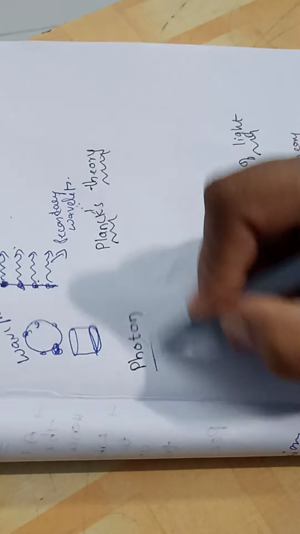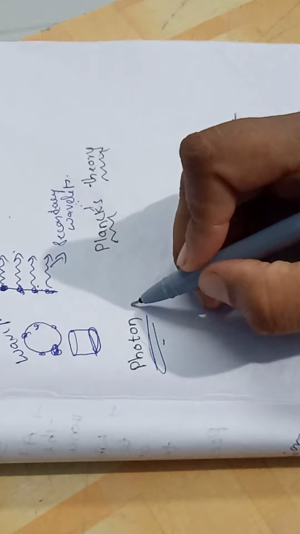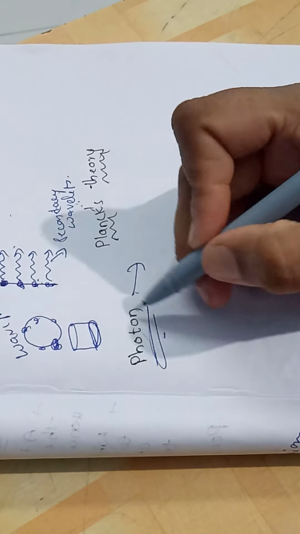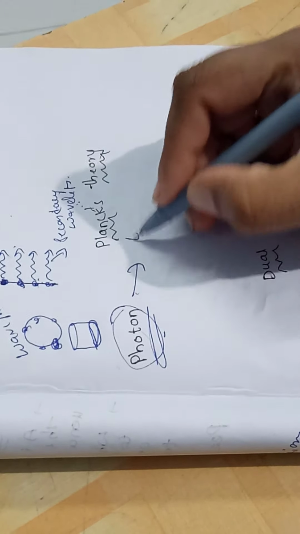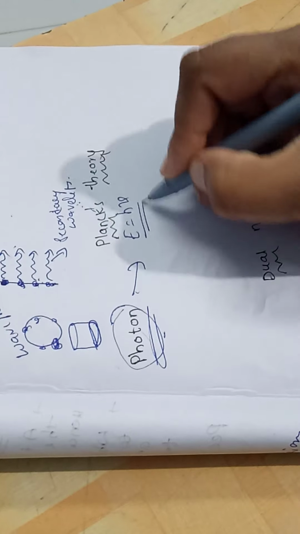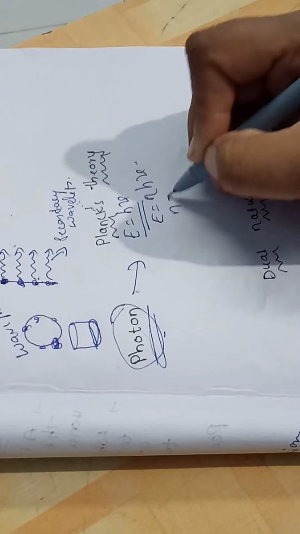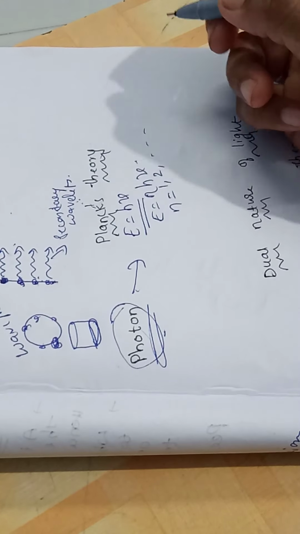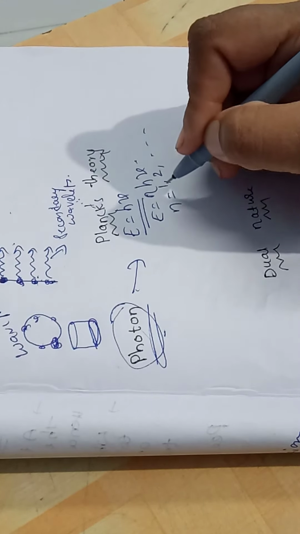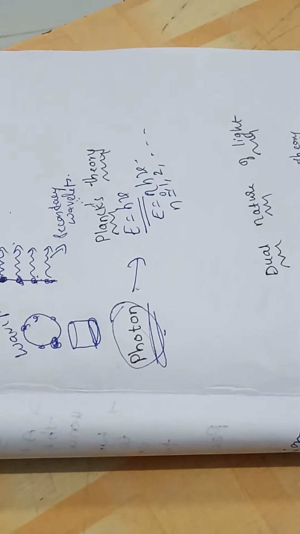Now next, Planck's theory. According to him, light reaches the earth in the form of photons, and the energy of that photon is E equal to h nu, or an integral multiple of h nu, E equal to n h nu, where n equals 0, 1, 2, 3, and so on.